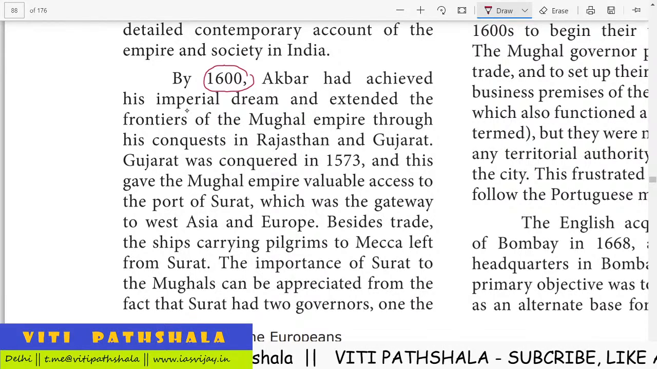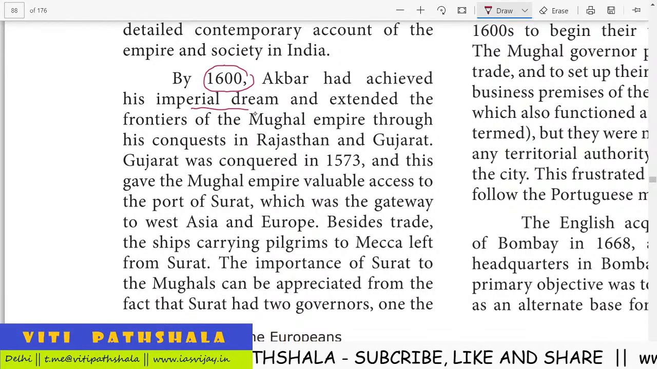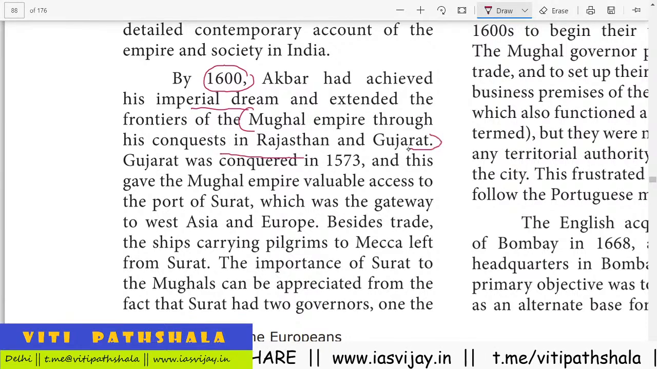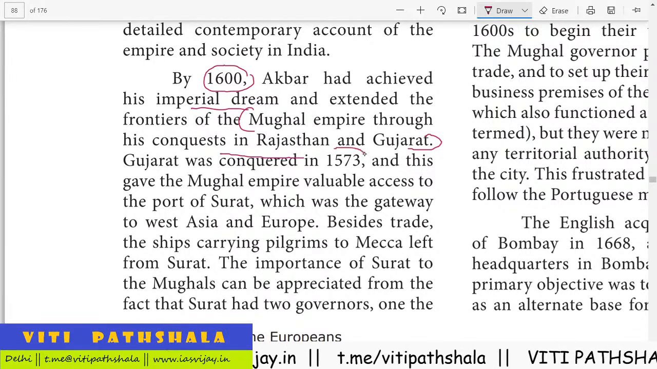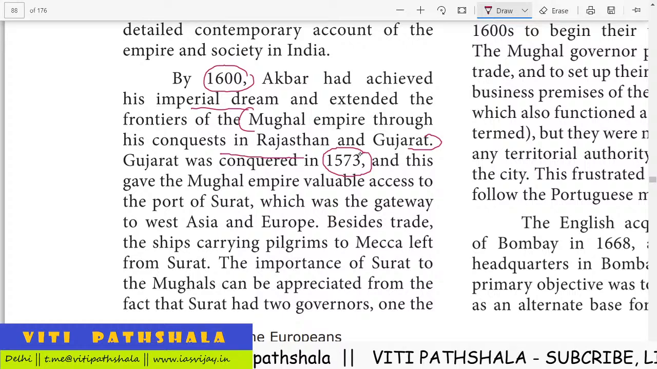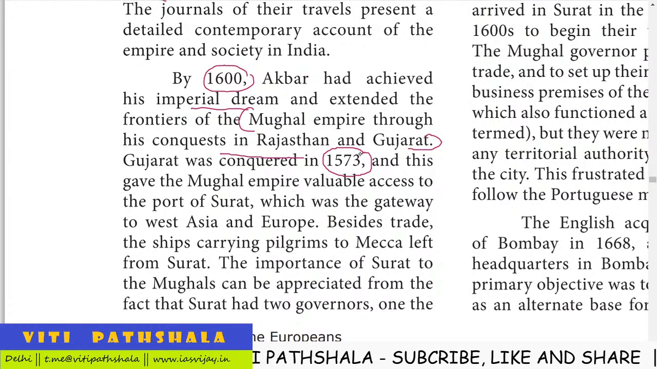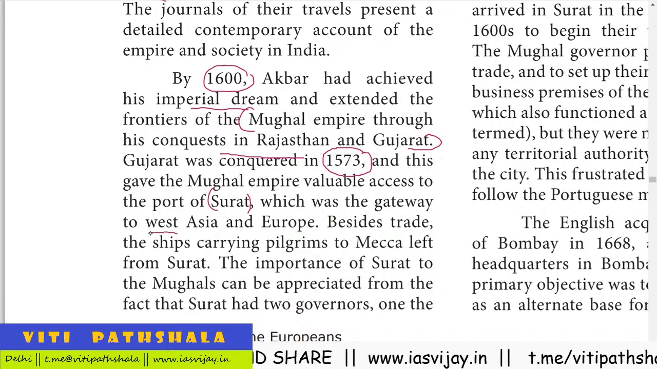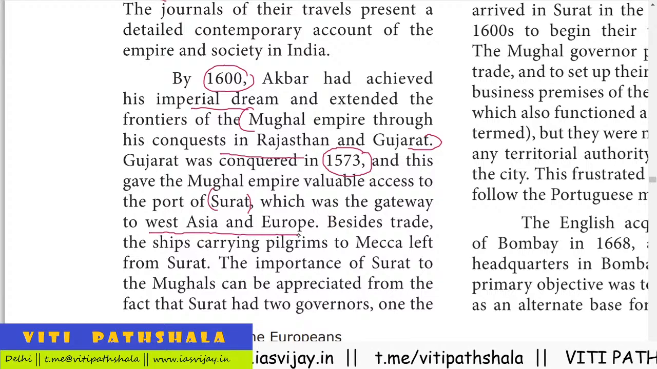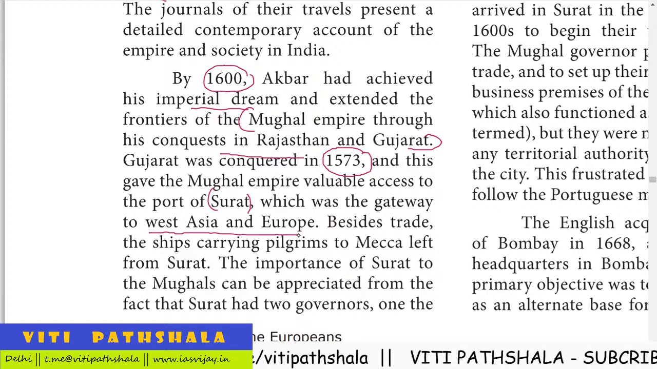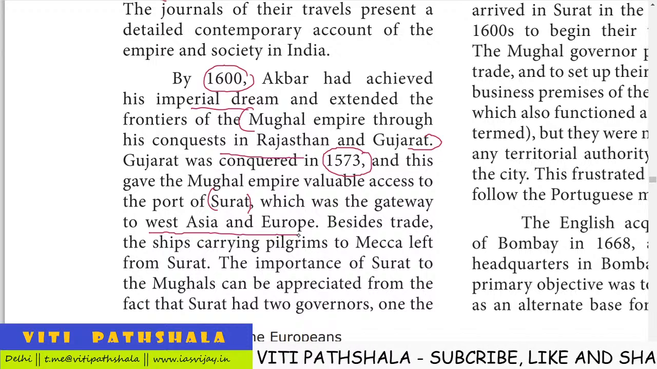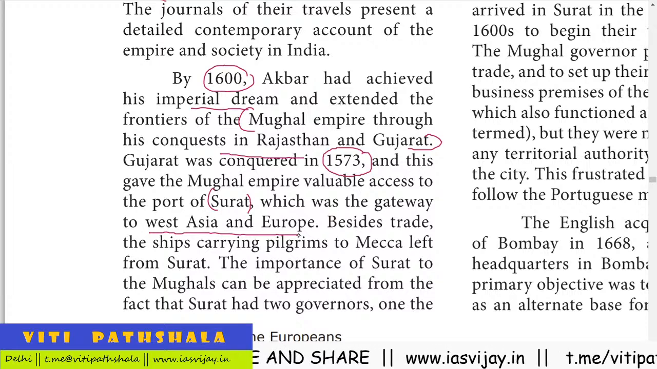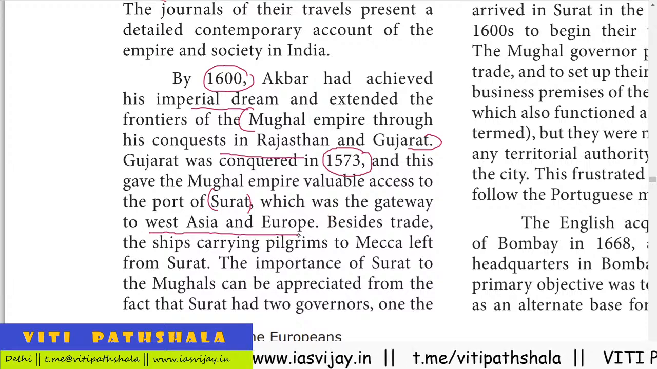Akbar extended the frontiers of the Mughal Empire through his conquests in Rajasthan and Gujarat. Gujarat was conquered in 1573 and this gave the Mughal Empire valuable access to the port of Surat, which was a gateway to West Asia. So one of the major reasons Akbar wanted to acquire Gujarat was to become a conqueror and to get the important port of Surat.